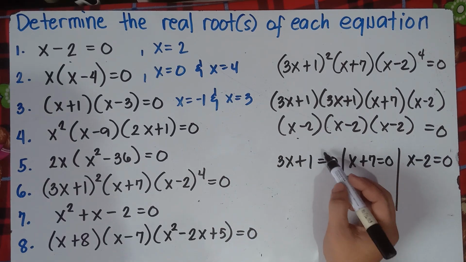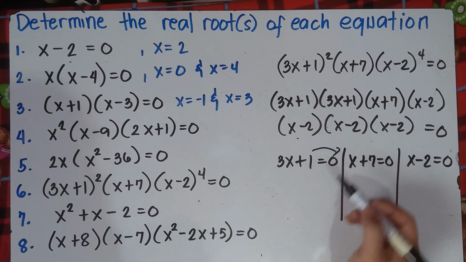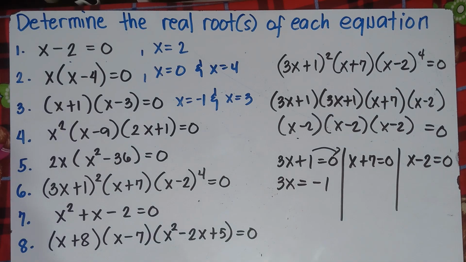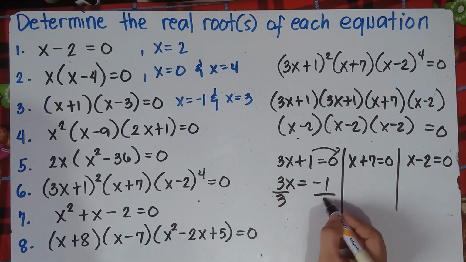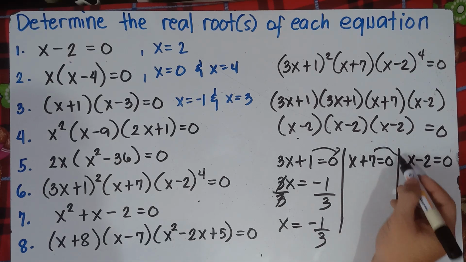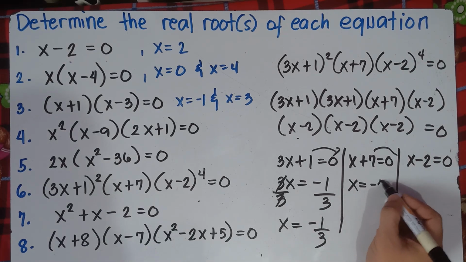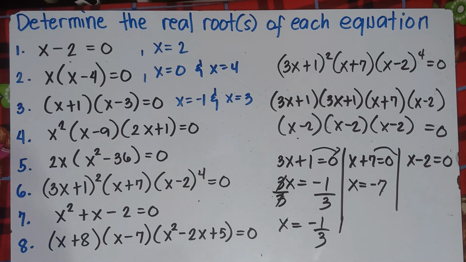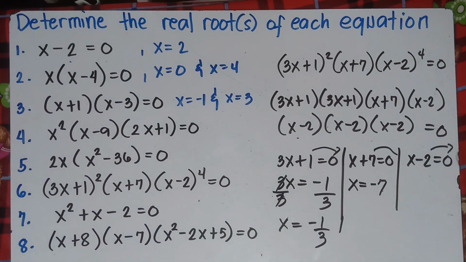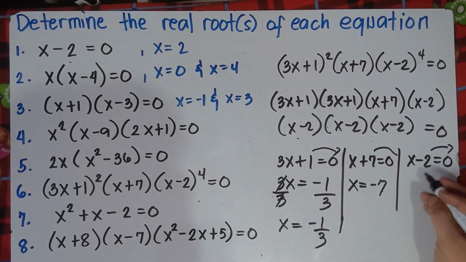So 3x plus 1, transpose 1 from left to right. This is 3x equals negative 1. So divide both sides by 3. So x equals negative 1/3. And this one, you transfer 7. This is x equals negative 7. And this one, you transfer negative 2 from left to right. It will be positive 2.